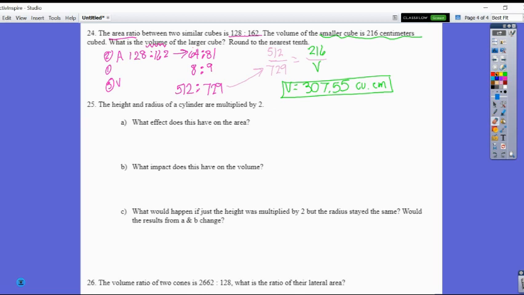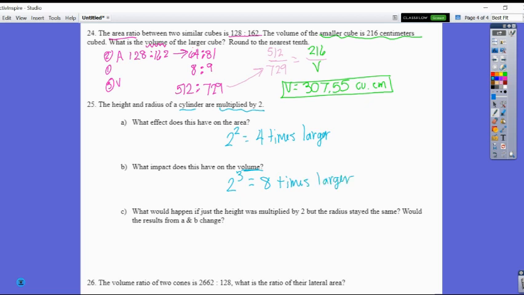In 25, we are looking at that the height and the radius of a cylinder are multiplied by 2. What does this do to area? So on the area, that multiplied by 2 comes out squared. So we're talking about something that is going to be 4 times larger. Then part B says, what impact does this have on the volume? So multiplied by 2, but volume then gets it to the third power. You're looking at something that's 8 times larger.